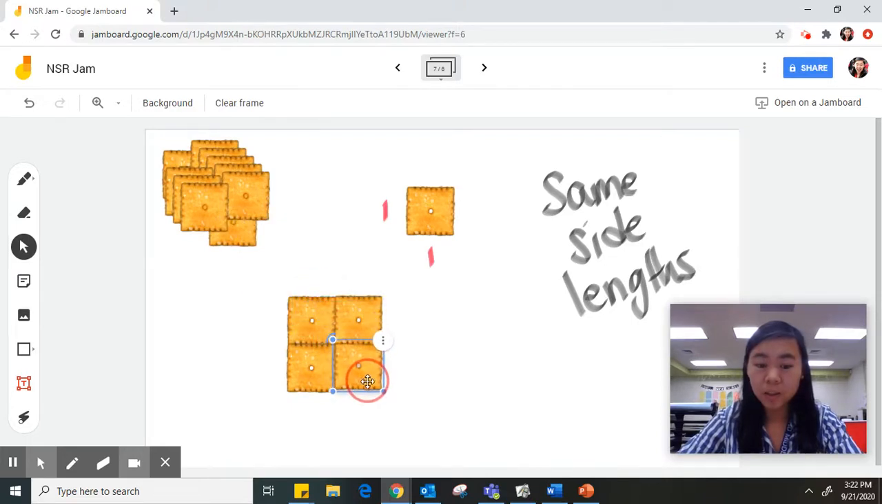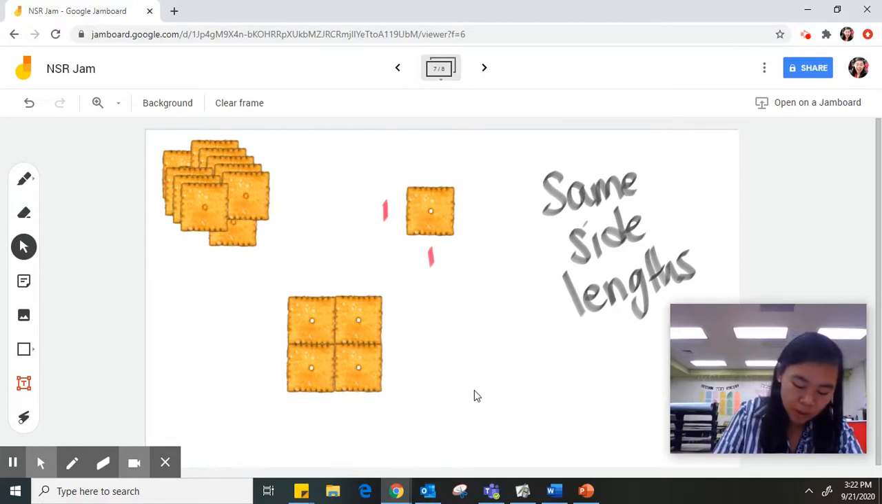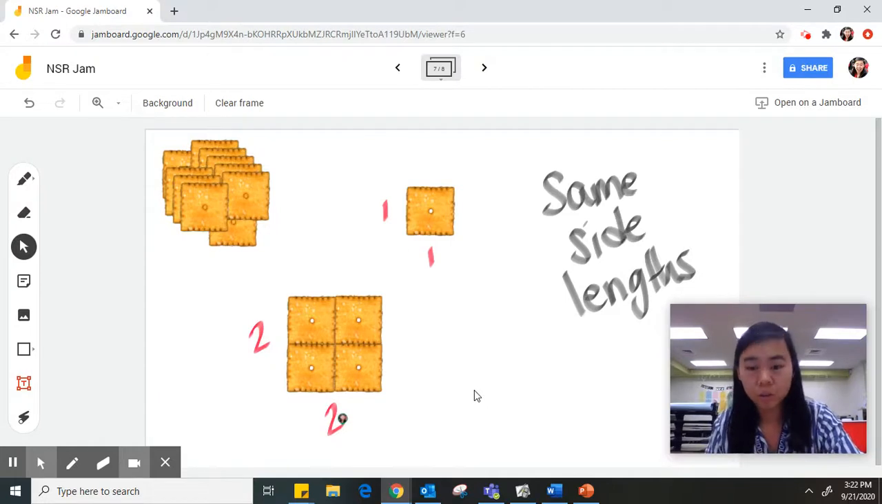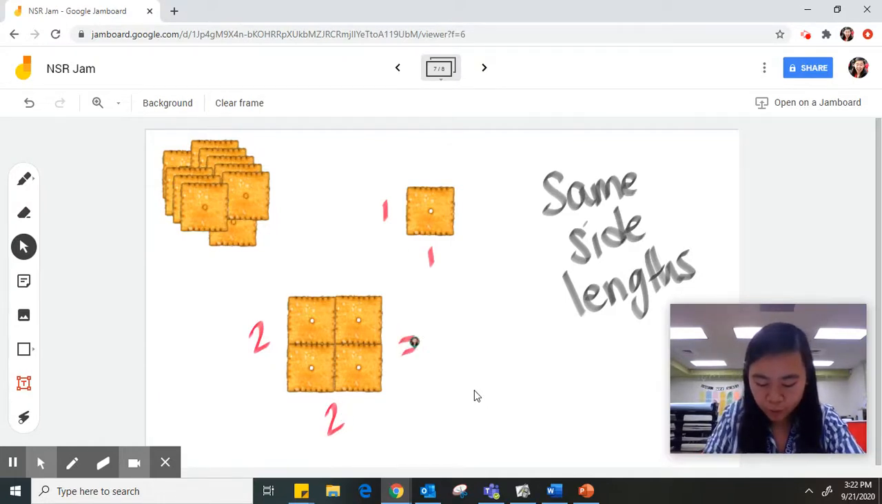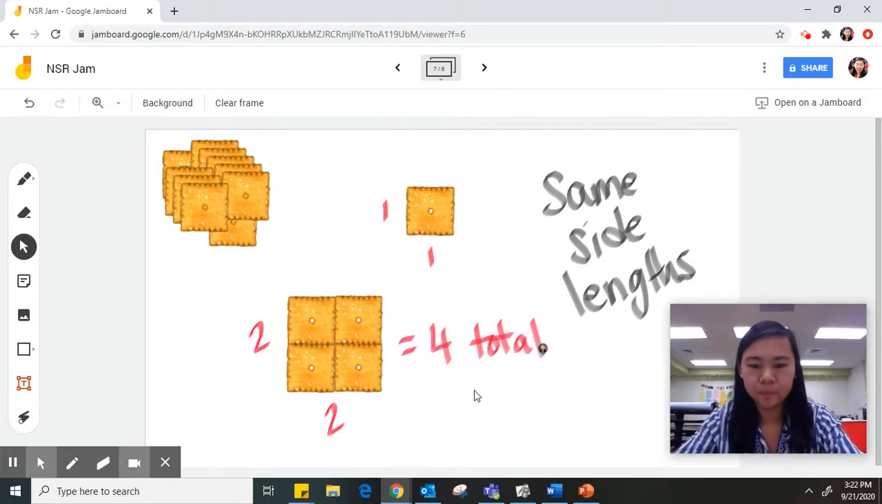This is a square, and let's check ourselves again. Why is this a square? It's a square because now it's two Cheez-Its high and two Cheez-Its long. It's still a square, right? And then we have 4 total Cheez-Its. So that is how we identify if a shape is a square, that it has the same side lengths. It's 2 Cheez-Its high, 2 long, or 1 Cheez-It high, 1 long.